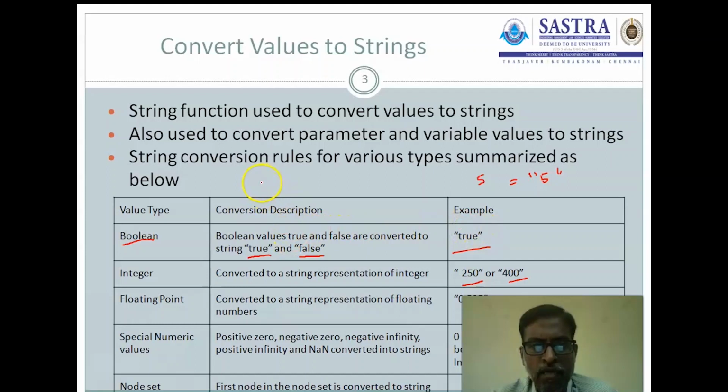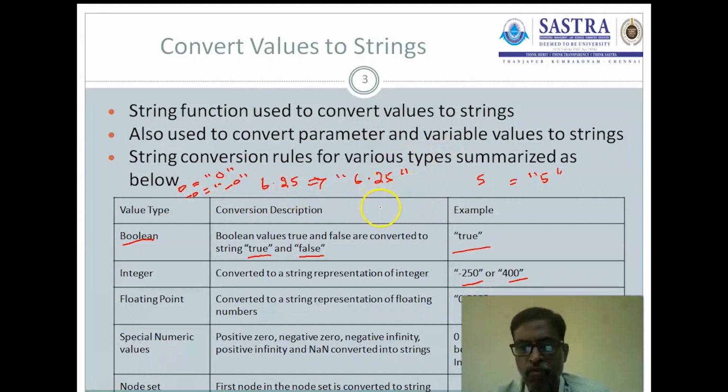If you are entering any floating point number like 6.25, that must be converted into the string representation of a floating point constant using the respective functions. Then some special numeric values can be converted into string. Positive 0 becomes "0" within double quotes. Negative 0 is represented as "-0" in string format.